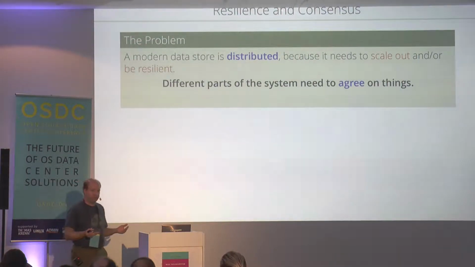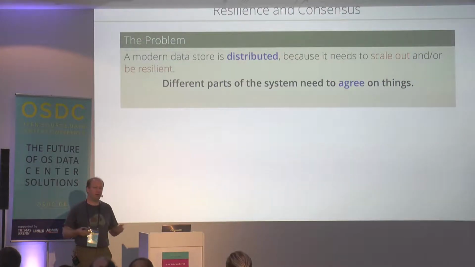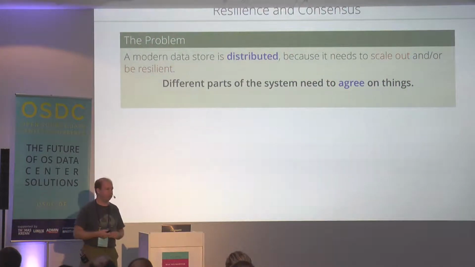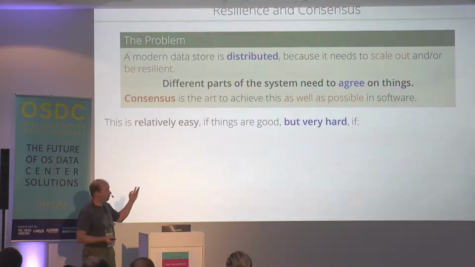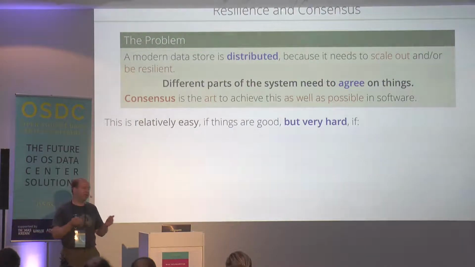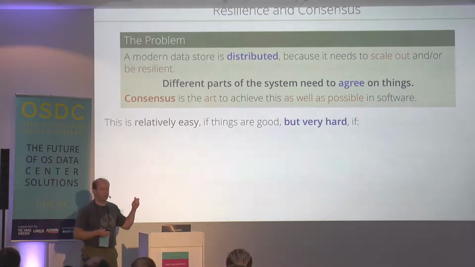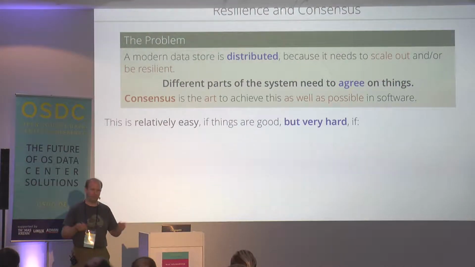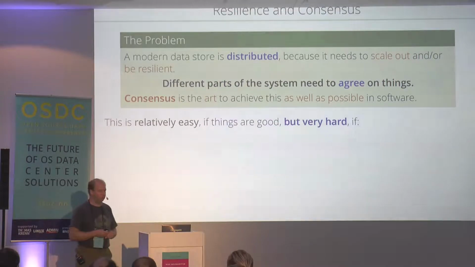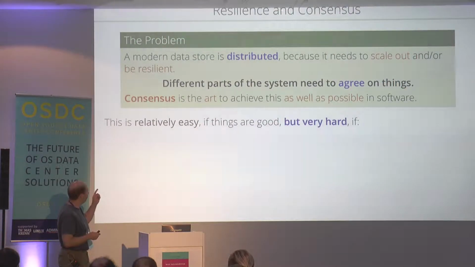Now, if it's distributed, then the different parts somehow have to agree on things, like, for example, copies of data or the state of the system or whatever. And that is the problem with consensus. So consensus in computer science is the art of achieving that different parts of the system agree on whatever as well as possible. Well, you would think that this is easy. You just send a network message over there and they agree because you just copy over data. Well, that is true in the case that things are good.